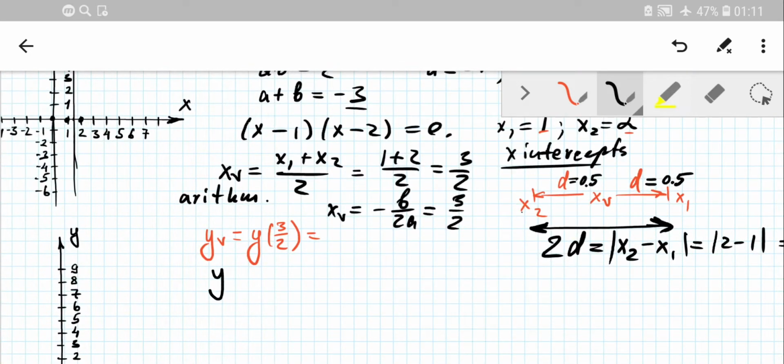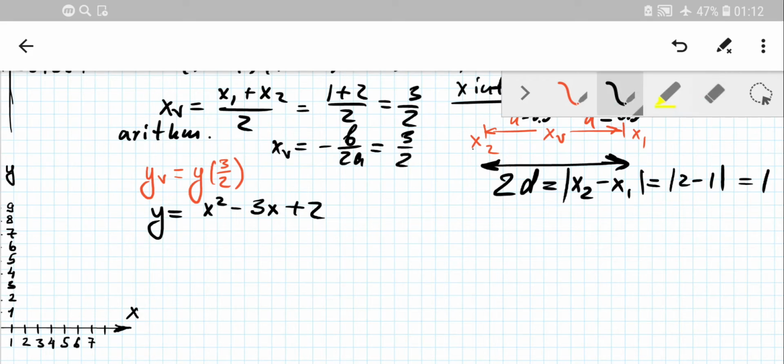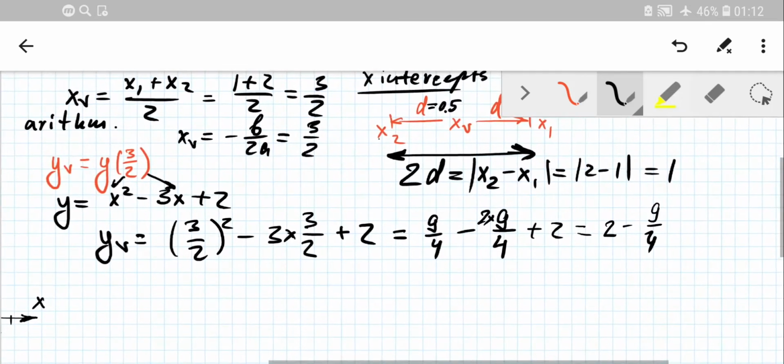So we've got our equation one more time, x squared minus 3x plus 2. Yes, it's the same. Here we just need to plug in the x vertex 3/2 everywhere. So y vertex is 3/2 squared minus 3 times 3/2, and plus 2 finally. What we're going to get: 3/2 squared is 9/4, then negative 9/2, and plus 2. Instead of 2 in the bottom we can use 4, so we'll get negative 9/4. So 2 minus 9/4 is negative 1/4. That's the y vertex.